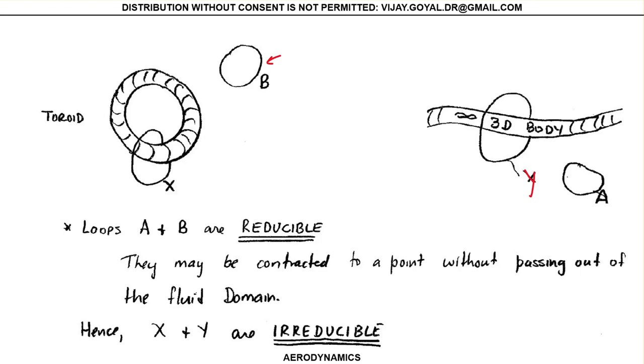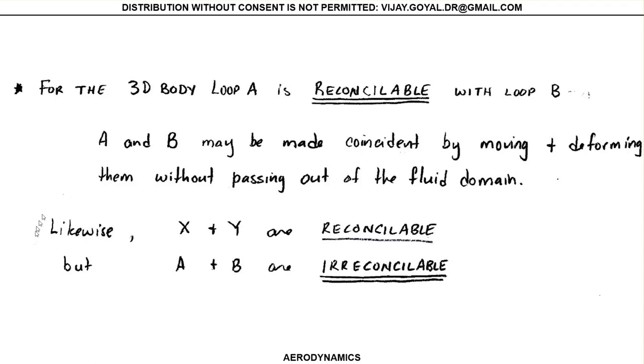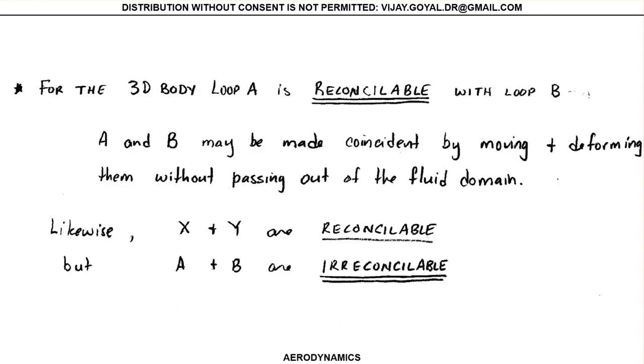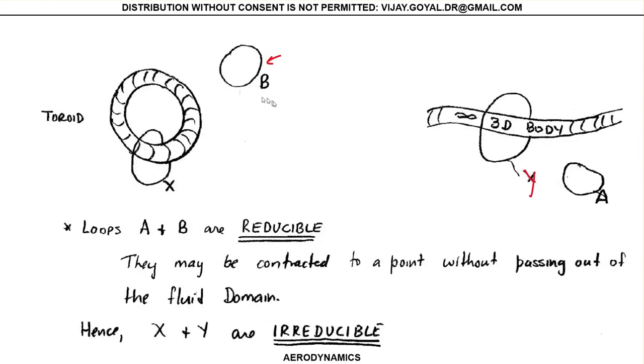Okay, let's continue. Then what we can see is for the 3D body, loop A is reconcilable with B. So look at this. What he's saying is A is reconcilable with A. So I can combine this with this, right? These two loops could combine together and both can be reducible. Because this is a point, I could join them and the bodies are not affected at all.